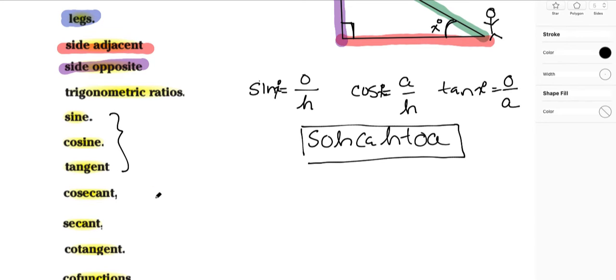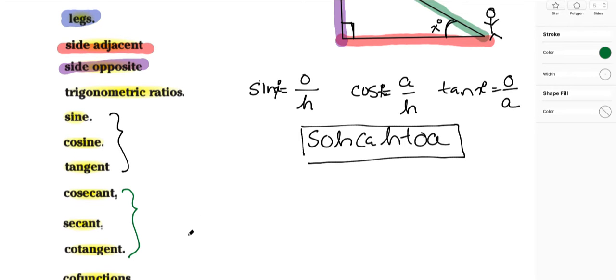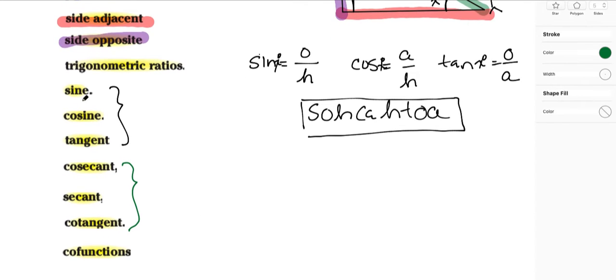All right, so now we get to these guys. These are also trigonometric ratios. Again, a little bit less used, and so not a real mnemonic device, but their relationship with the other ones is going to be necessary. The cosecant of X will be the reciprocal of the sine. So instead of O over H, it's going to be H over O.